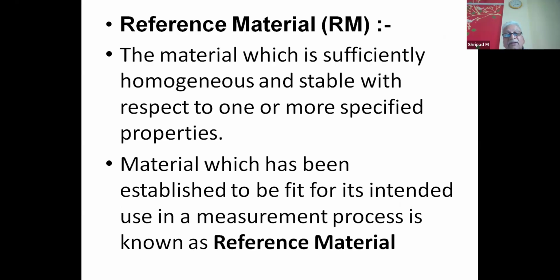Now let us understand what is a reference material. A reference material is a material which is sufficiently homogeneous as well as stable with respect to one or more specified properties. This is a common requirement for certified reference material as well as reference material. A material which has been established to be fit for its intended use in the measurement process is known as reference material. Here nowhere is it expected that it should be metrologically traceable or associated with measurement uncertainty.